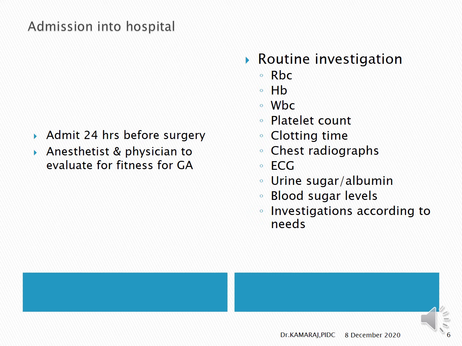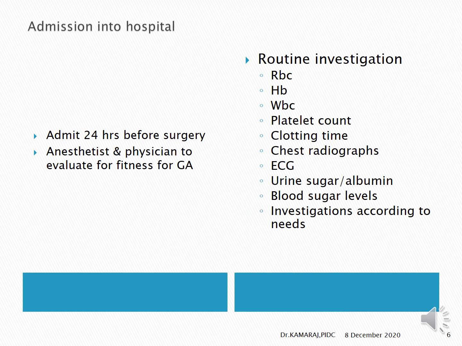So if a patient walks into your clinic and you feel that the procedure cannot be carried out under local anesthesia in a clinic setup, then probably you need to refer them to a hospital. Once you have decided to admit the patient, then admit the patient. If it is an elective procedure, then you admit the patient 24 hours before surgery. Get a consent or an opinion from the anesthetist and physician to evaluate the fitness for general anesthesia, whether the patient can undergo general anesthesia.